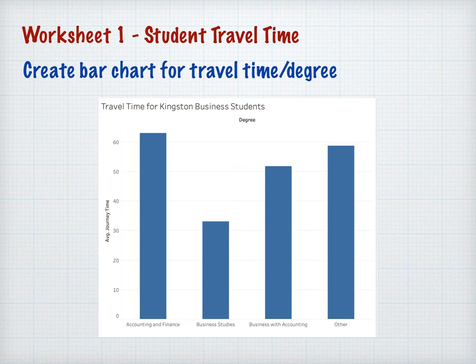And that goes along the x-axis, the different category of degree that the students are taking. And then we have the average journey time for each of those students, and this is the time that they suggested that it takes them to travel to the university on the y-axis. So we'll create that bar chart in a moment.